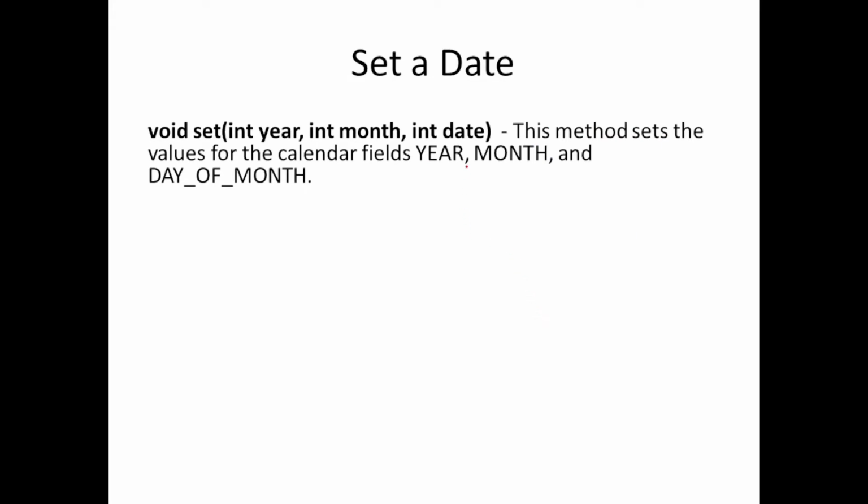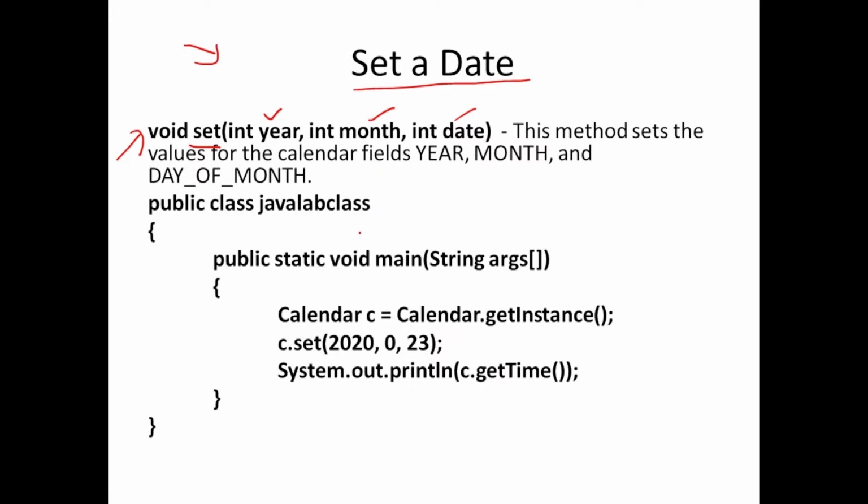So we can also set a date. Say we can get some date from the user and we can set a date for this. So we are going to use the set method from the Calendar class. We are going to pass the year, month and date as integer fields and we'll be able to set. So let's take a look at the code.